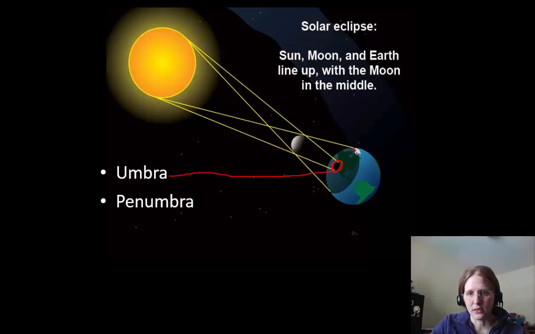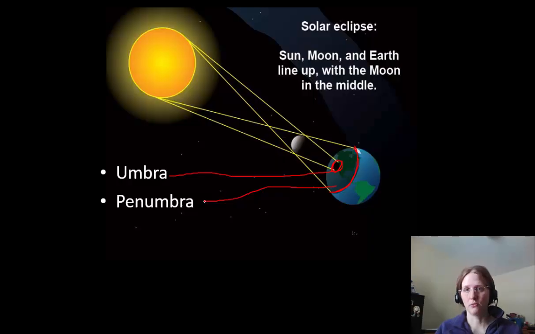This bigger region is called a partial shadow. It means if you were in this region, you would be able to see part of the sun, but not all of it. So some of the sunlight is blocked. Think of that as a partial shadow, or penumbra.